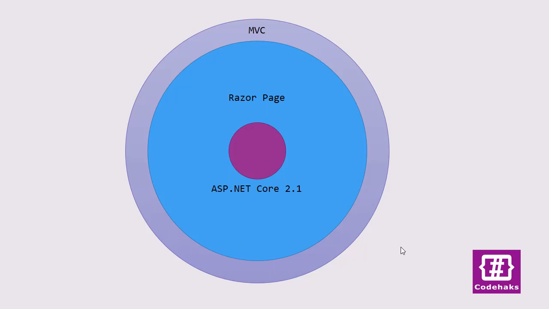When should we use Razor Page? In my opinion, if you already have a project using ASP.NET Core 2 or 2.1, and you created it using MVC, you don't have to fall back and go to Razor Page again. It's better to continue what you have done so far with MVC. But if you are creating a totally new project, you can always try Razor Page. There is a reason why Razor Page is the default template.